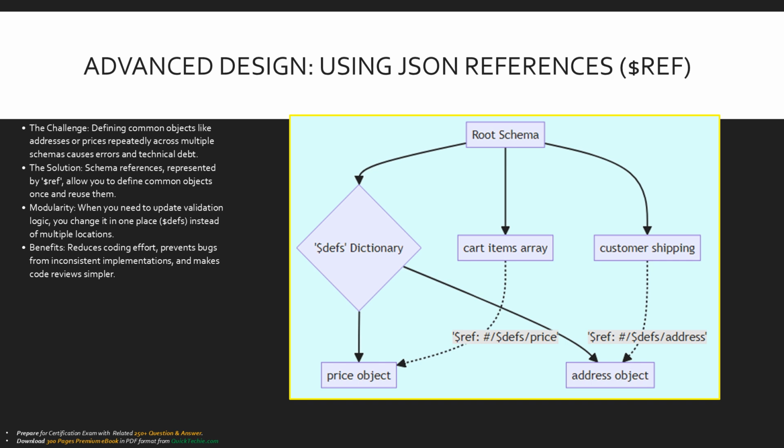Now, when we build out the rest of the schema such as the cart items array or the customer shipping profile, we don't rewrite the properties. Instead, as shown by the dashed lines, we simply use the $ref keyword to point back to our central definitions. This modular approach helps you manage technical debt while maintaining schema integrity as your projects grow more complex.